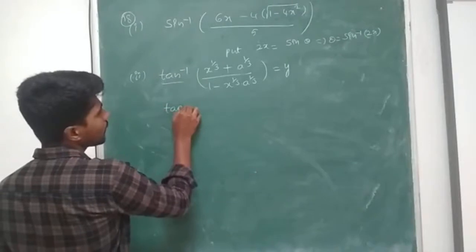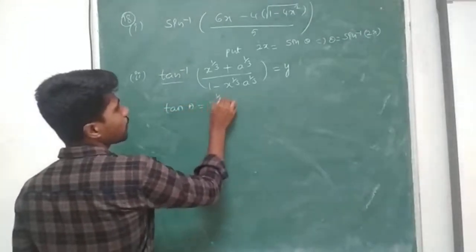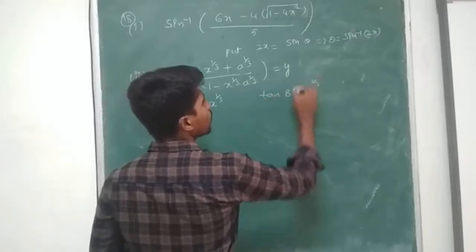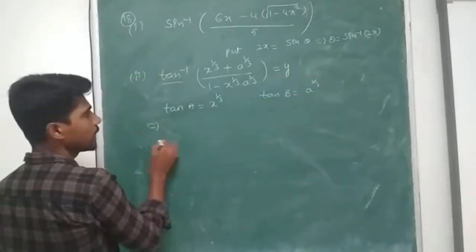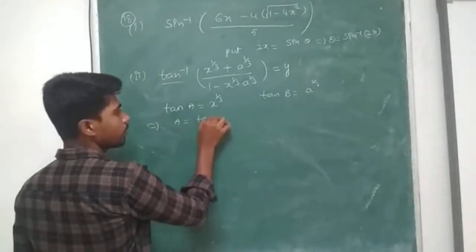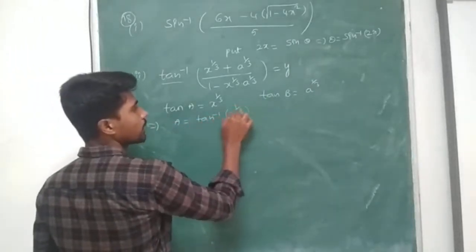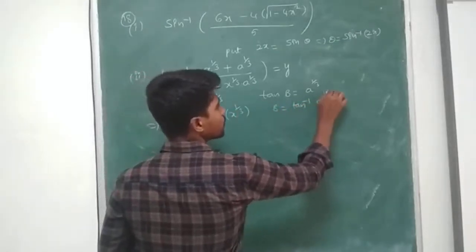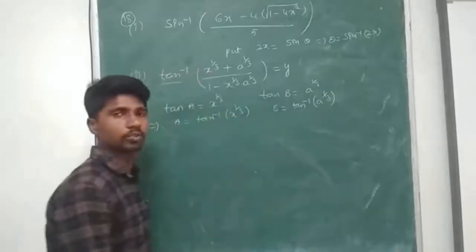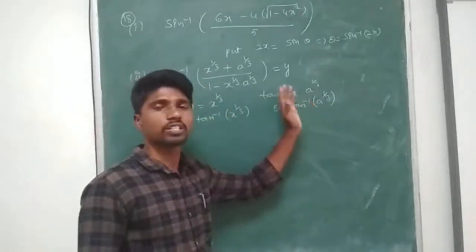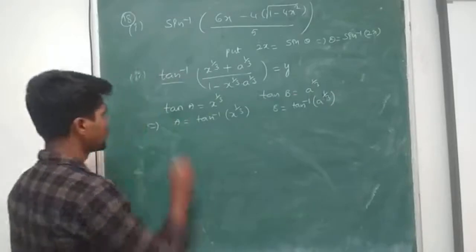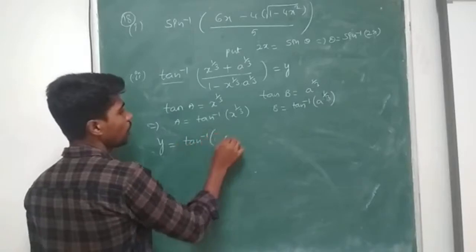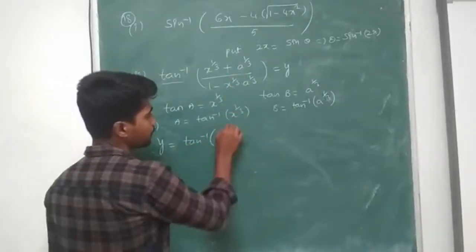Let tan a is equal to x^(1/3). Tan b is equal to a^(1/3). So according to this, we get a is equal to tan inverse of x^(1/3), b is equal to tan inverse of a^(1/3). In this particular case, we should remember that a is a constant.